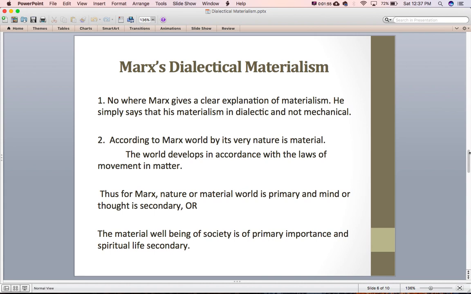Further, Marx says that the world by nature is material, that is, it is made up of matter, and whatever event occurs, it is all because of matter in motion. So the world is developing as per the laws of movement in matter. This is the reason Marx considered the material world as primary, as everything is based on matter here. For him, mind or spirit is a secondary thing. That is why Marx always gave more importance to the material well-being of the people and not to spirituality. For him, spiritual life and religion were just secondary.